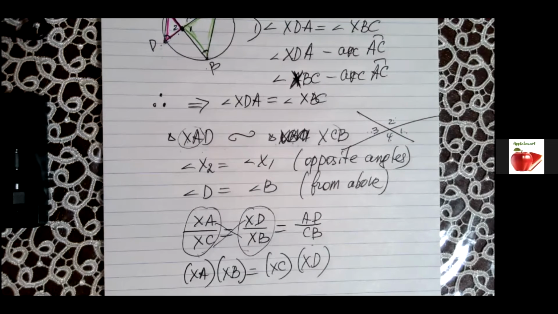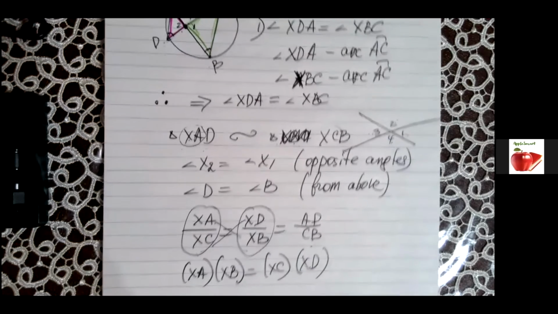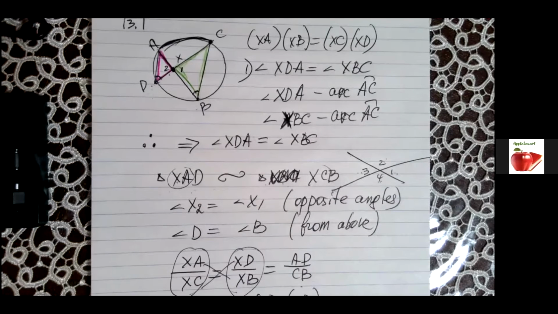That's it, it's proven. So we used a few things here. First of all, we used the fact that inscribed angles sitting on the same arc are equal. We used opposite angles, we used similarity of two triangles, and then from the similarity of two triangles, we were able to prove whatever they asked us to prove. Anybody, any question?